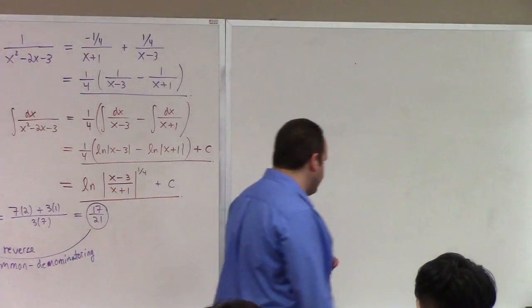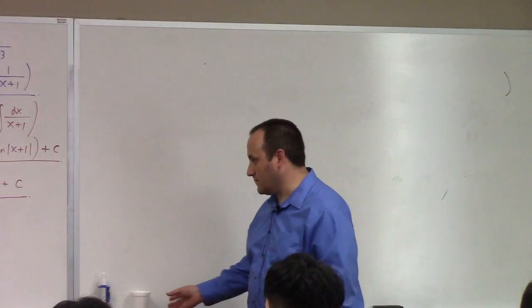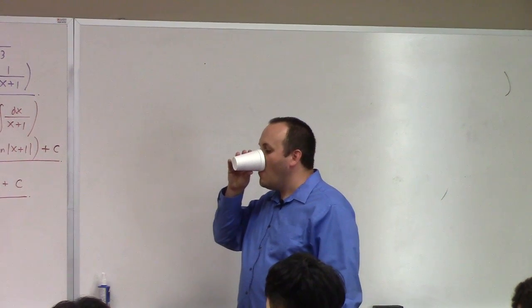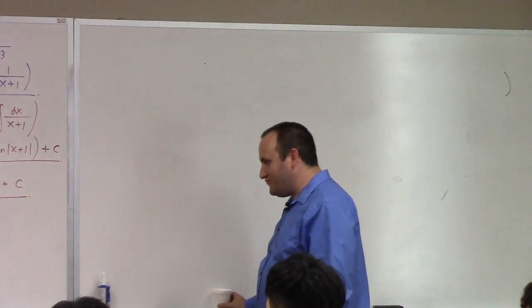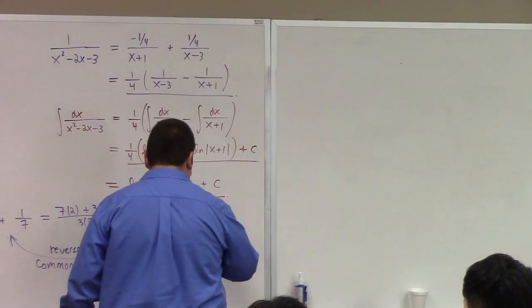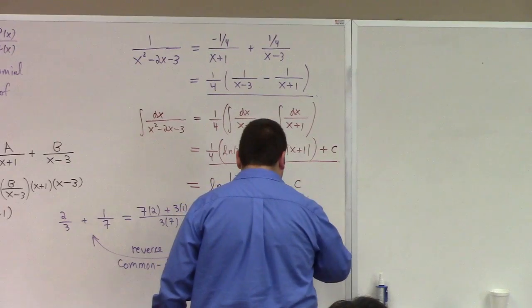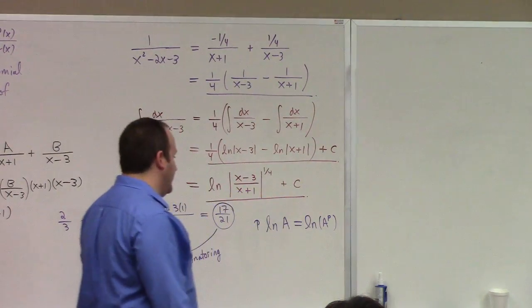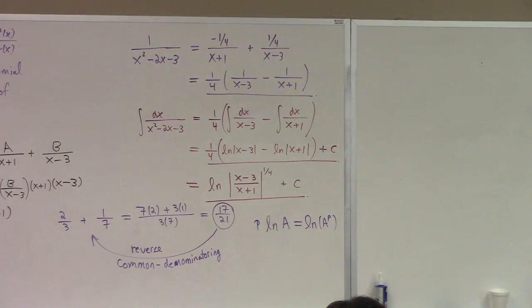Towards the end of your problem, how does the 1/4 from the outside of the parentheses go to the exponent inside the ln? Oh. Because p log a is equal to the log of a to the p. Yeah, and p is equal to 1/4.